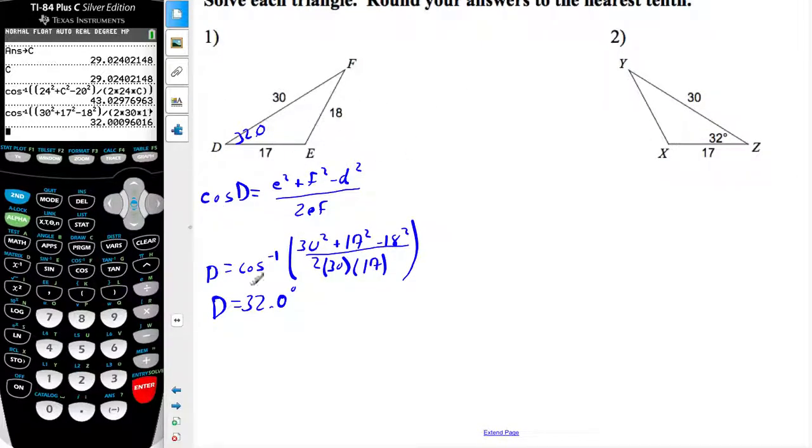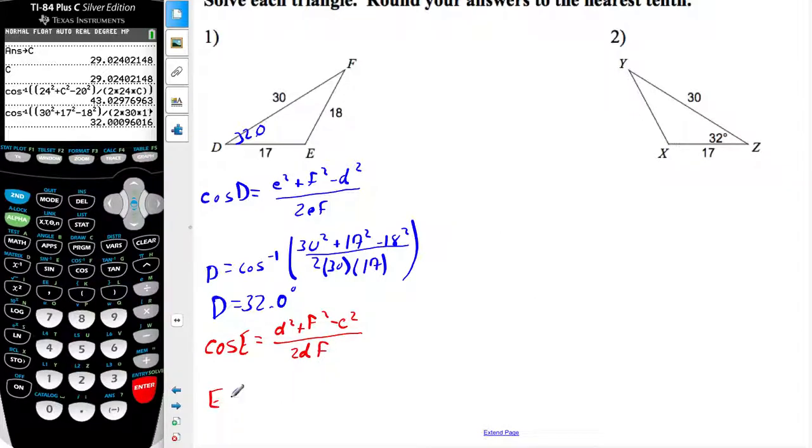And then what we can do is we can find any angle we want. So I'll do angle E. Keep this in alphabetical order. It doesn't matter. So cosine of E is going to equal D squared plus F squared minus E squared over 2DF.